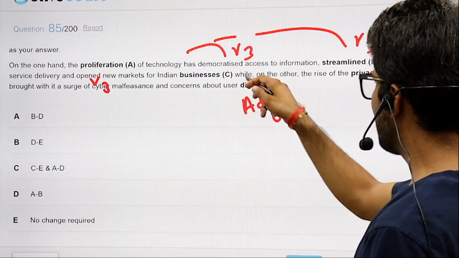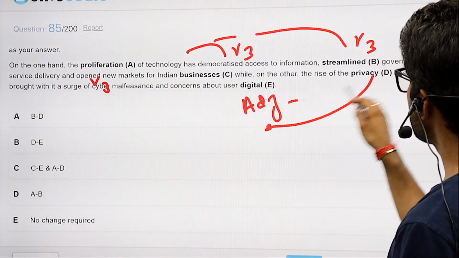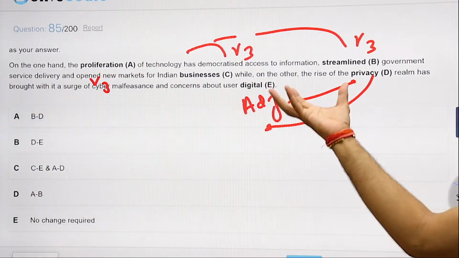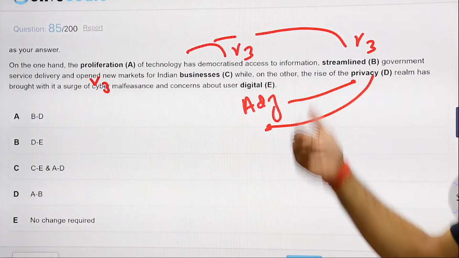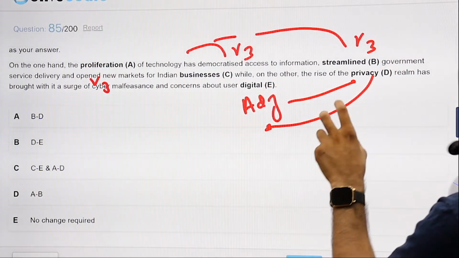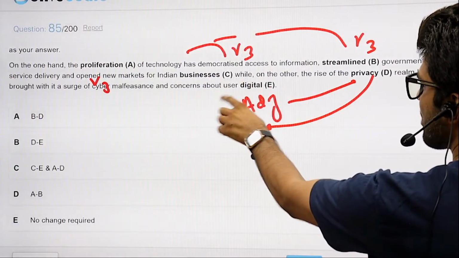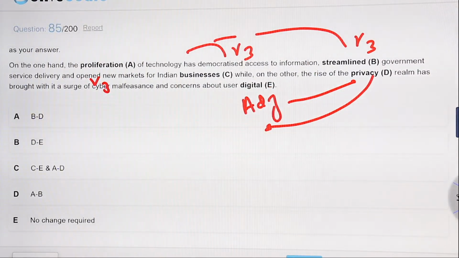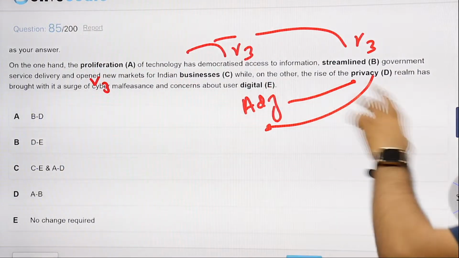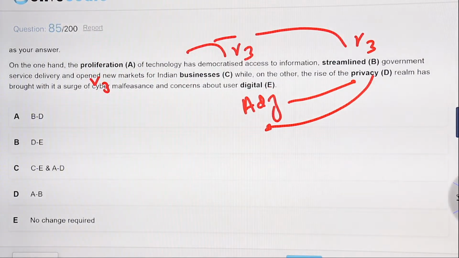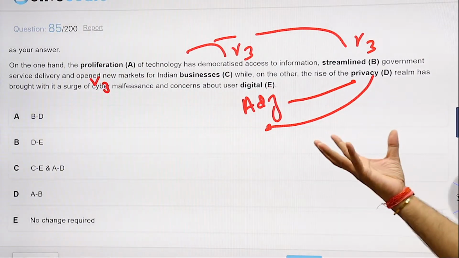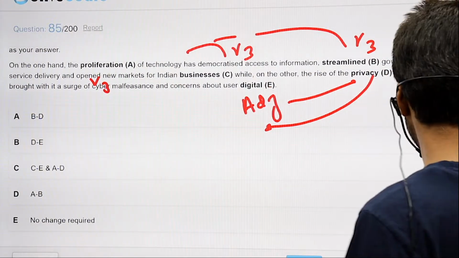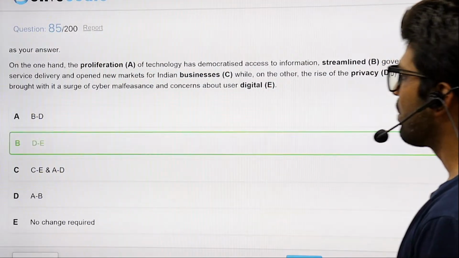All was fine till that point. Should we replace these? While on the other hand, the rise of the digital realm, yes, we have digital communication all across, has brought us to the concerns about user privacy. That makes sense. All fine. Proliferation of technology, streamlined government delivery, Indian businesses, with the rise of digital technology, concerns about privacy. For sure, D and E must be replaced.